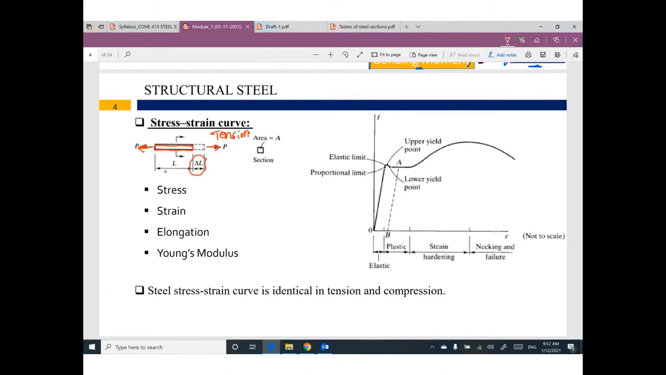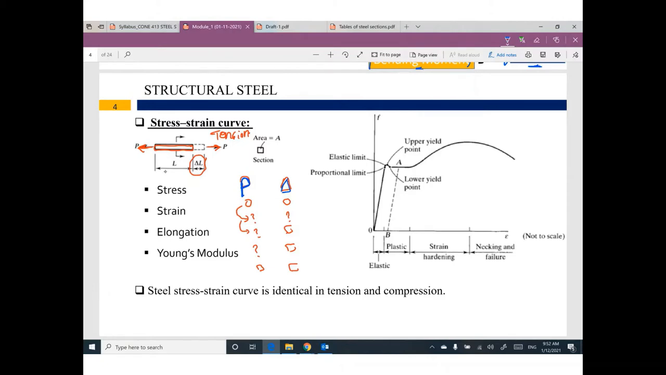So at zero force, we have zero elongation. If you increase your load a little bit, you have elongation. Increase your load a little bit, you have more elongation. More load, more elongation. So finally, we have a table with load and elongation.